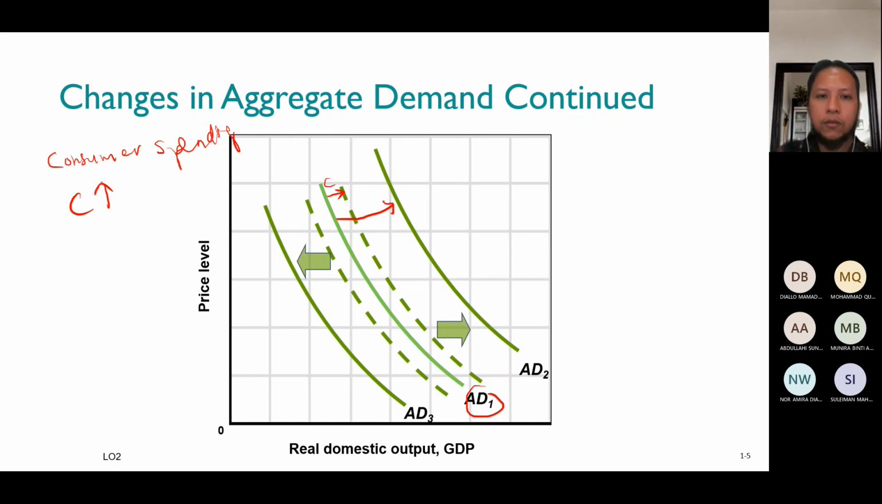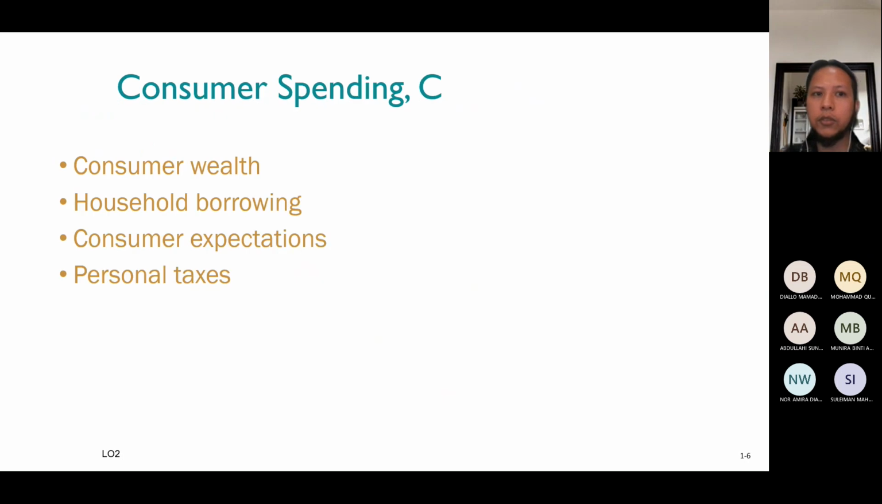Now we'll go through each factor in more detail. I've already touched on it briefly in the previous slide, but now we'll go into more detail. So the first factor in terms of aggregate demand is consumer spending, or consumption. You can make it interchangeable, or C here is also consumption, because when you spend, you are basically consuming. So these are the factors that will influence C.